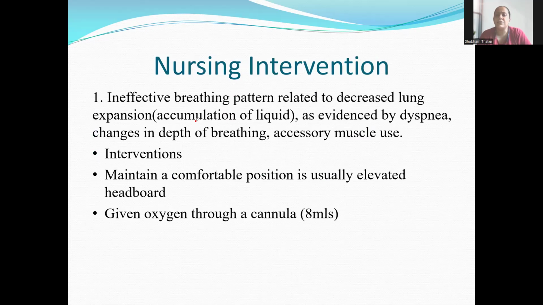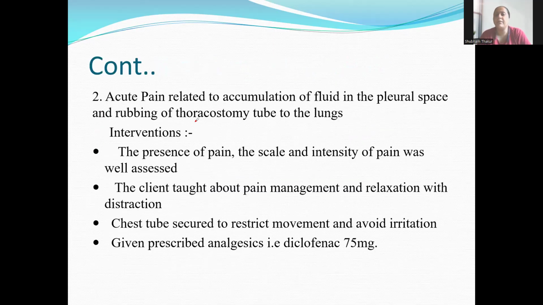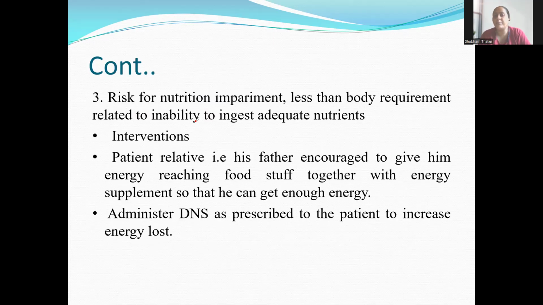Then in the nursing interventions: ineffective breathing pattern related to decreased lung expansion and accumulation of fluid, evidenced by dyspnea, changes in the depth of breathing, and use of accessory muscles. In the intervention, we maintain the normal position of the patient and maintain the breathing pattern. Then acute pain related to accumulation of fluid in the pleural spaces. The patient is having breathing difficulty and pain. So we can reduce the pain, teach the patient relaxation or easy exercises. Chest tube drainage should be there, and prescribe analgesics to the patient.